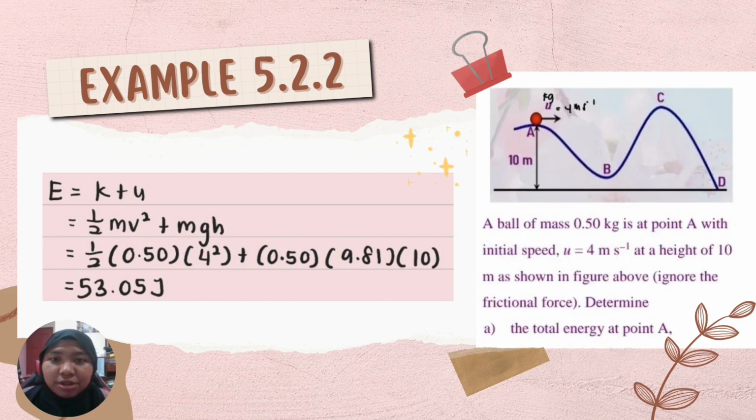For example 5.2.2, a ball of mass 0.50 kg is at point A with initial speed u equals 4 m over s, ahead of 10 meter as shown in the figure above. Ignore the frictional force. Determine A, the total energy at point A. We use the formula E equals K plus U equals 1 over 2 mv squared plus mgh. We put in the information that the question gave and we got 53.05 joule.